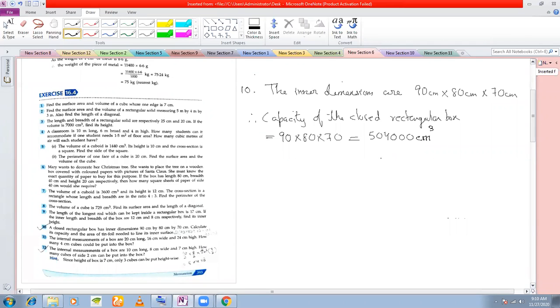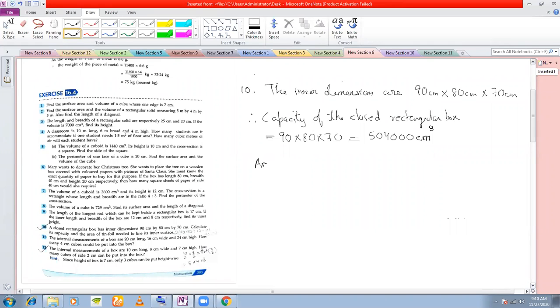The next question is, calculate the area of the tin foil needed to line its inner surface. Now, what is the inner surface? How much tin foil would be required to line its inner surface? You'll be required to line the inner surface of all the six walls, right? All the six walls, the four walls, so total surface area, because you will have to line the top part, the ceiling part also, and the floor part also. Okay, so what is the total surface area of the tin foil needed?